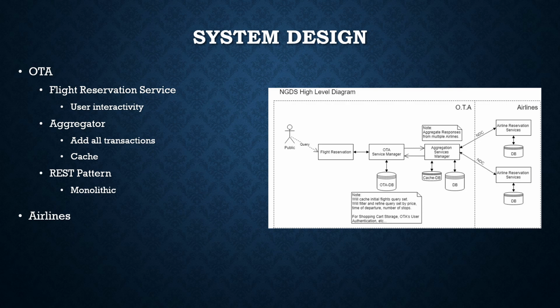Now the airline reservation services focus on a specific airline, which provides the flights for booking and ticketing. The airline had its own database, and it could be duplicated as many times as possible to do stress testing of the OTA. Again, this system was also a REST pattern.